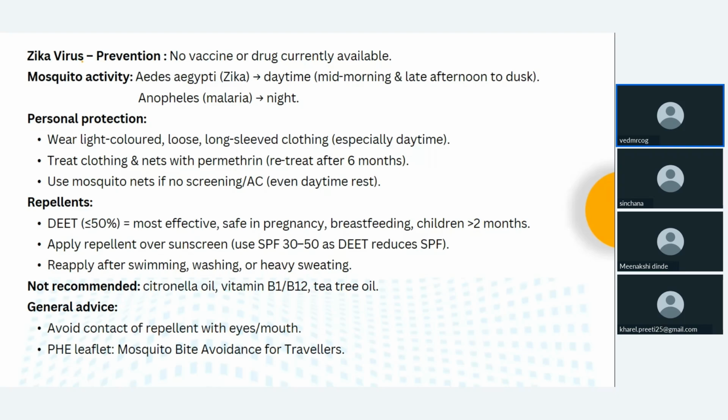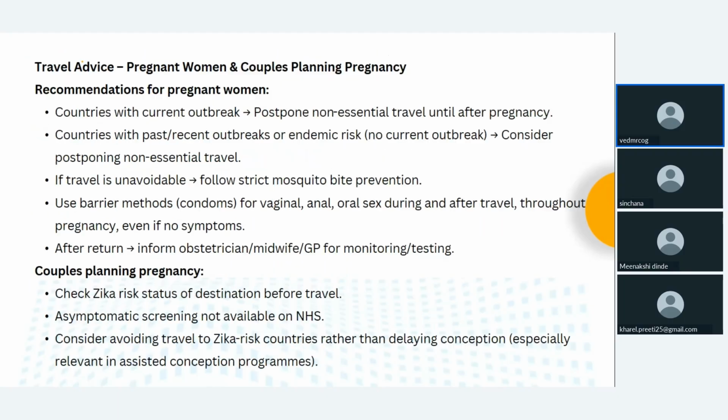Generally the questions are on this, but this information you should know, especially in part 3 during communication, as all of this is required. What is not recommended is citronella oil, vitamin B1, B12, tea tree oil, etc. General advice is to avoid contact of the repellent with eyes, mouth, etc. And always provide the information leaflet for the travellers.